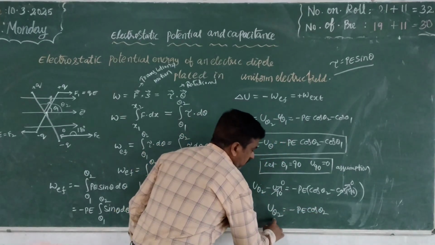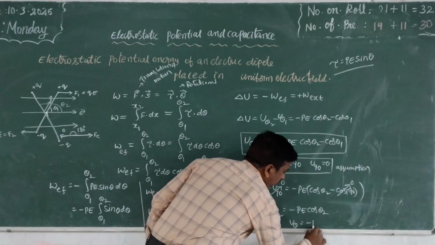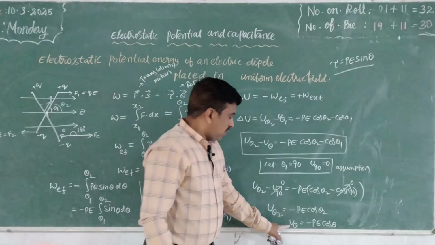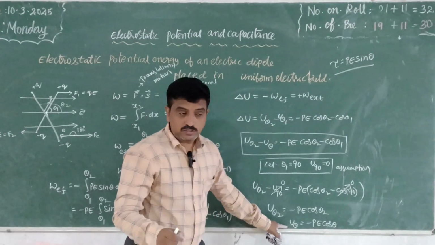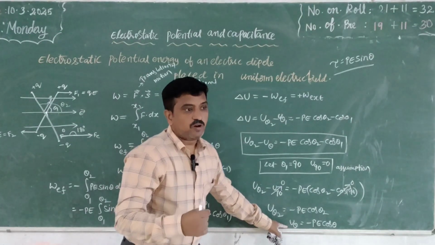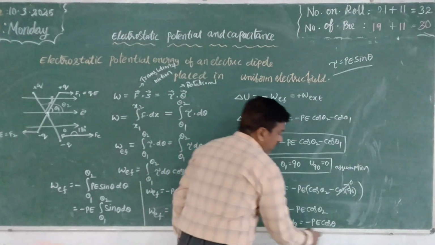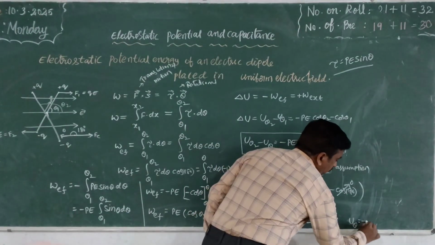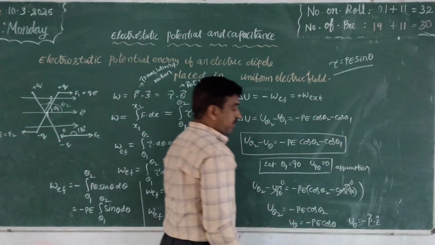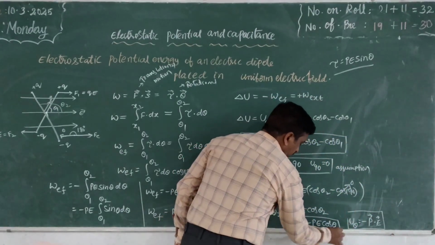Here theta 2 is there, so we can write theta. U theta equals minus Pe cos theta. It is the electrostatic potential energy when the dipole is placed in the external uniform electric field, that is U theta equals minus Pe cos theta. We can write U theta equals minus P dot E, the dot product of electric dipole moment and electric field. We can write either this one or this one, both are connected.